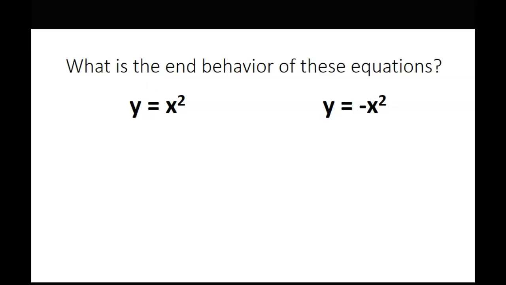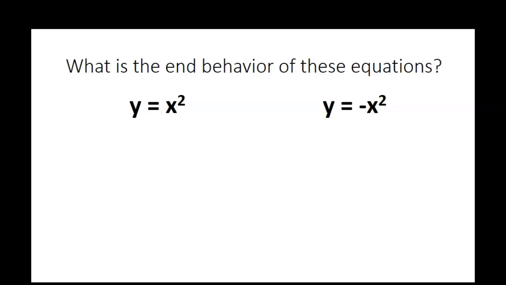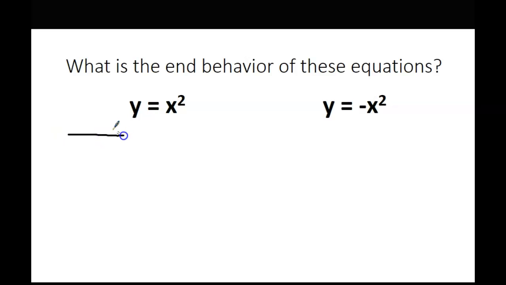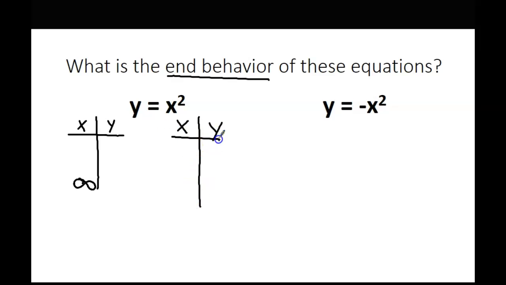Okay, so first of all, y equals x squared. I'm going to explain this to you guys in two ways. I'm going to explain it with a table and with graphs. Okay, so let's start with a table. I want to know what's the end behavior. That means I want to know what's happening as x goes to infinity and as x goes to negative infinity. Okay, so let's start with going to infinity.